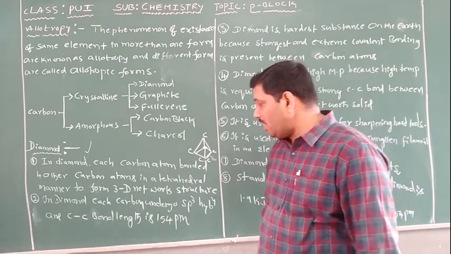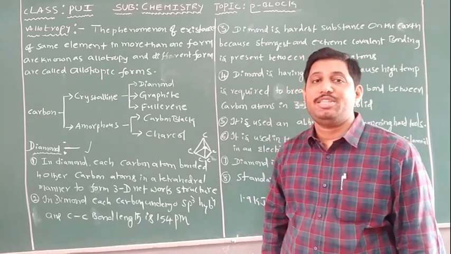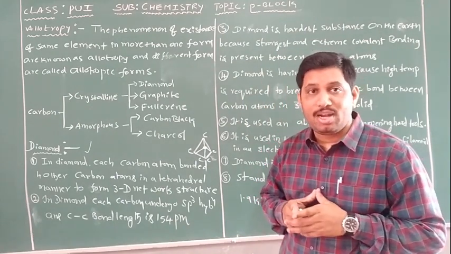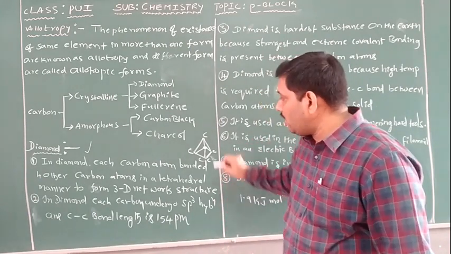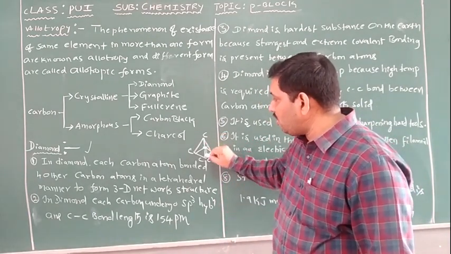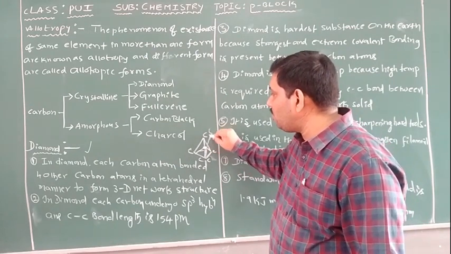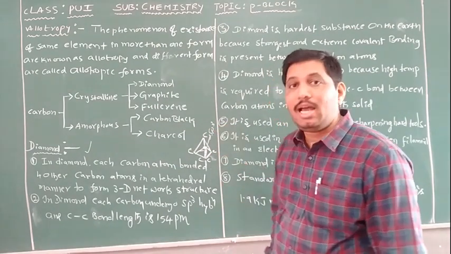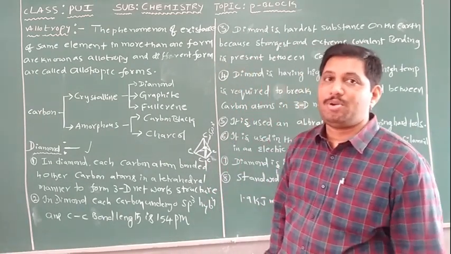Second point. In diamond, each carbon atom undergoes sp3 hybridization and the carbon-carbon bond length is 154 picometer. Here around carbon, 4 sigma bonds are present by using 4 carbon atoms. Hence the hybridization is what, students? sp3 hybridization. Very important, students, 1 mark.